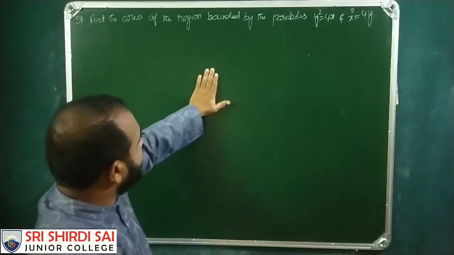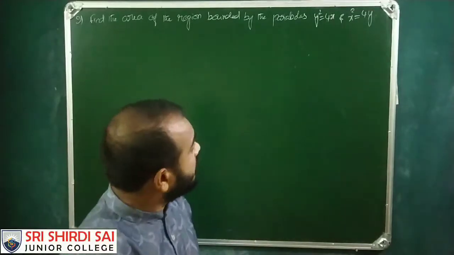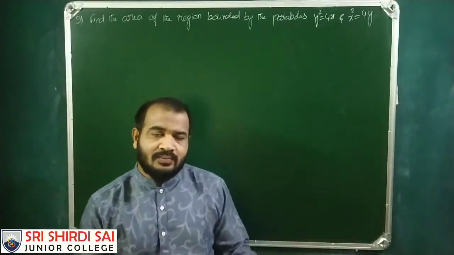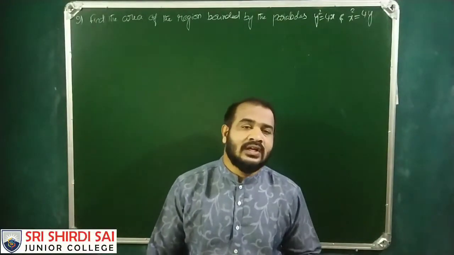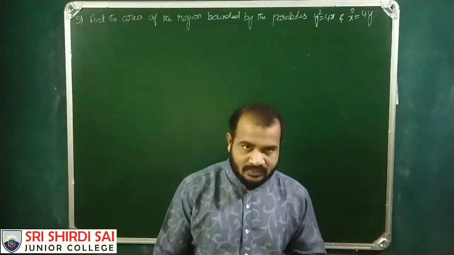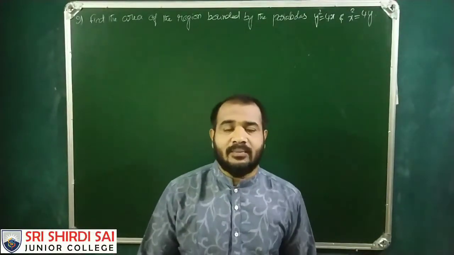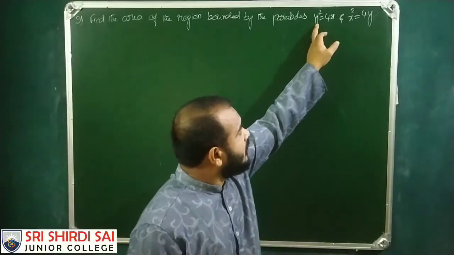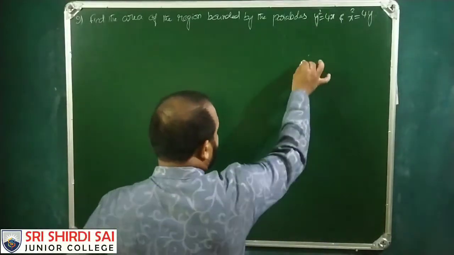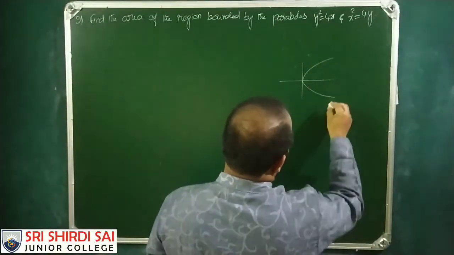Find the area of the region bounded by the parabolas y square equals 4x, x square equals 4y. Both these parabolas are in the standard form because their vertex is at the origin, point number 1. And y square equals 4x is the parabola which is symmetric about the positive x-axis. That means this kind of parabola.